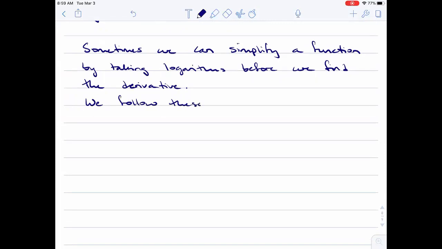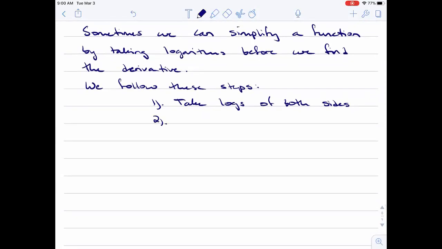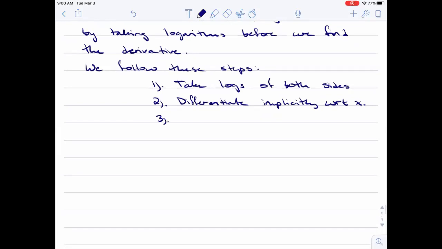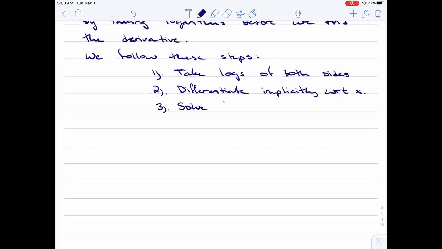We follow these steps. Step number 1. Take logs of both sides. Step number 2, differentiate implicitly with respect to x. And then same as we've been doing before, right? Once we've differentiated implicitly, then we'll be able to solve for the derivative. So solve for y prime, or dy dx if you prefer.